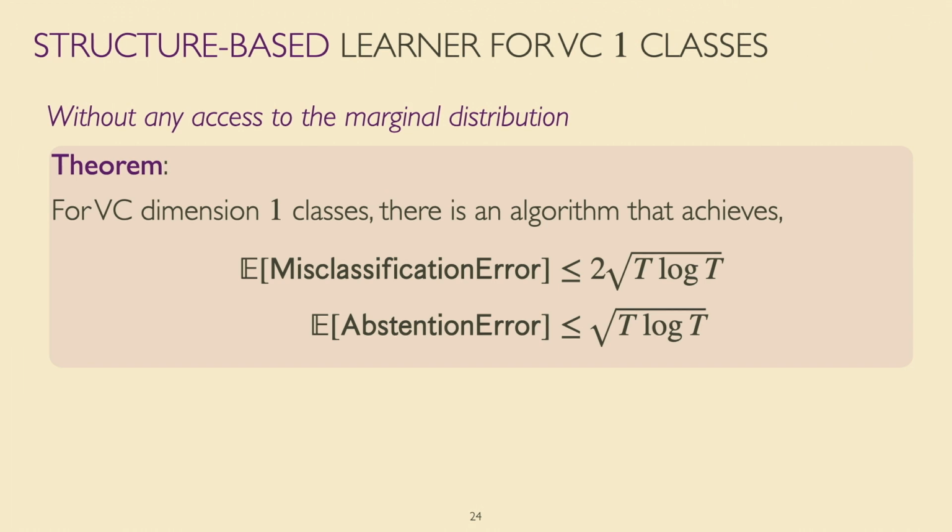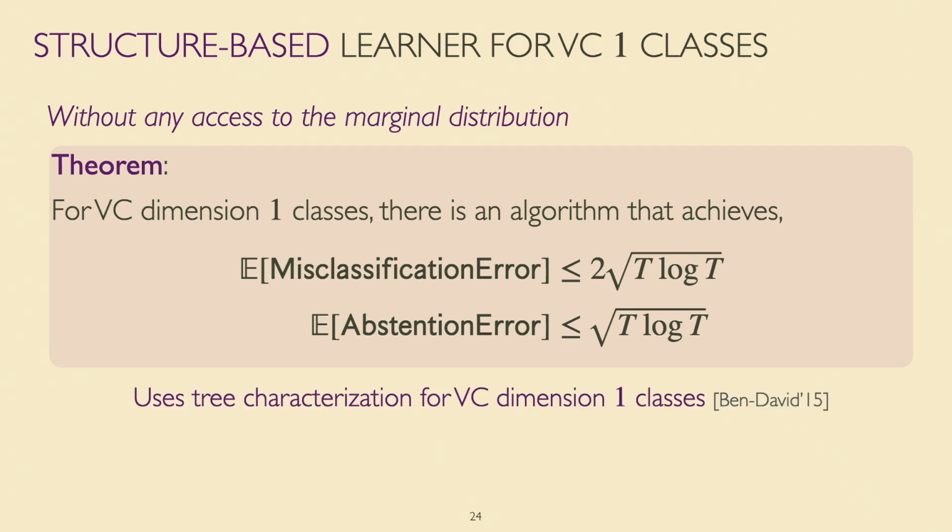What we can show is for VC dimension 1 classes, there's an algorithm that pays a much worse regret. So you get like 2 square root T log T. So there's an extra square root T factor in both the misclassification and abstention error, but this does not require any access to the distribution. You can use your past data to try to make an estimate and decide how to predict. And this uses really the structure of VC dimension 1 classes.